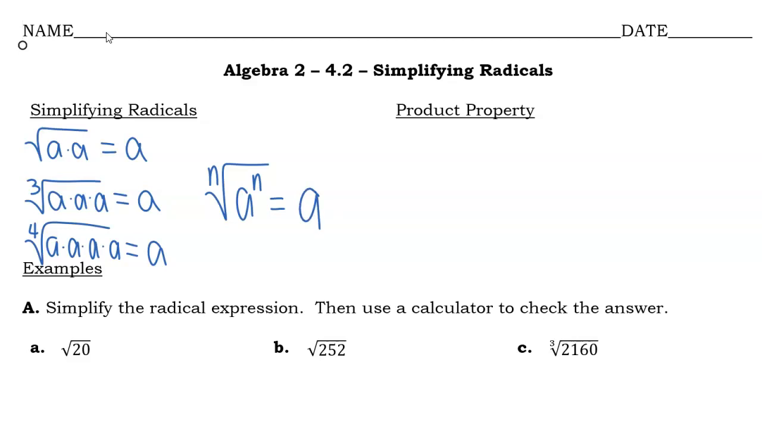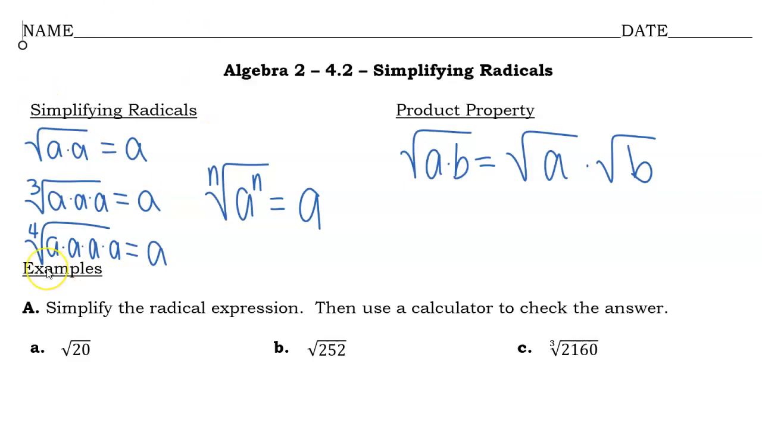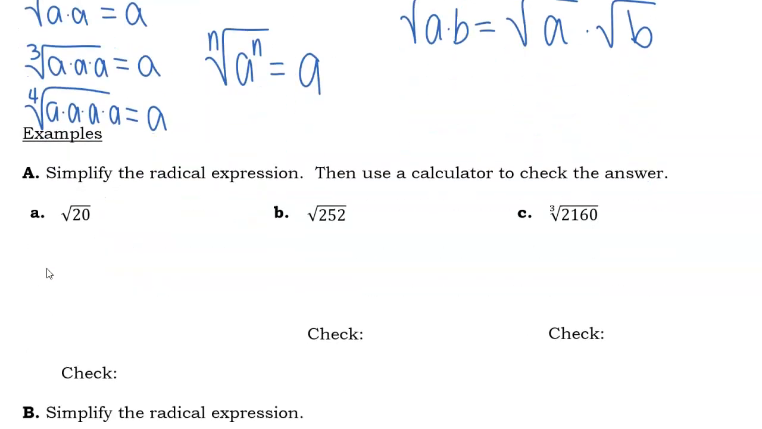And we don't have to have just the same thing in there. We can have products of different things in there. So that's where our product property would come in. If we have a product under there, we can also split that into the roots of the two separate pieces of the product. Okay, so that's our rules that are going to help let us simplify some radicals. Let's try some examples. Example A, simplify the radical expression. Use a calculator to check your answer.